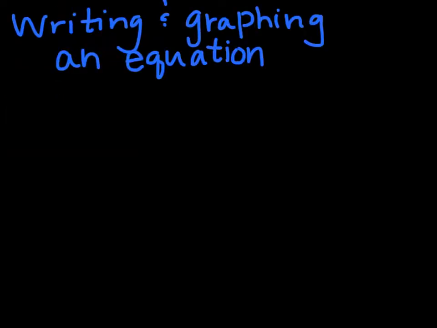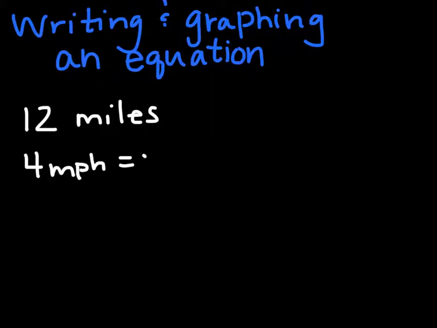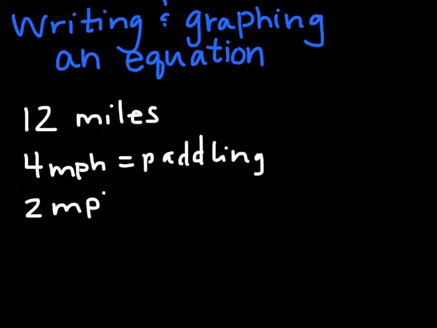Let's finish up Chapter 8.3 by writing and graphing an equation based on a word problem. You are canoeing along a 12-mile stretch of river. You travel 4 miles per hour when paddling and 2 miles per hour when drifting. Write and graph an equation describing your possible paddling and drifting times for the trip. Give 3 possible combinations of paddling and drifting times.